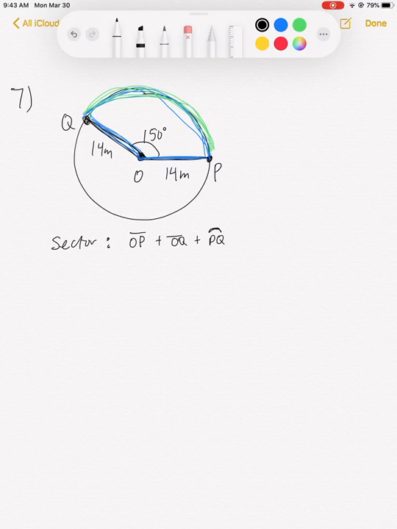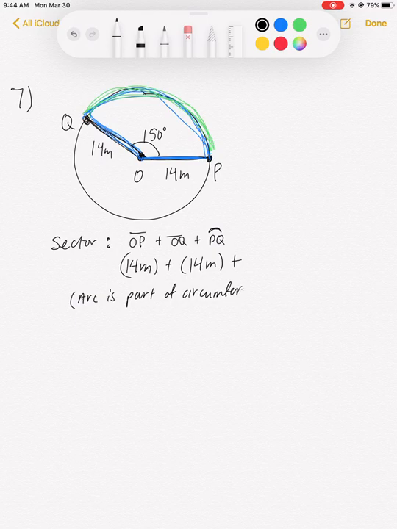We won't use this much in class, but you could possibly see it in the future. Now OP and OQ are 14 meters each, so we can substitute that in. But PQ is a little bit different to calculate. It's an arc, and as I said before, we're going to look at the arc as a portion of the entire circumference. Arc is part of circumference. And our clue is going to be the central angle.